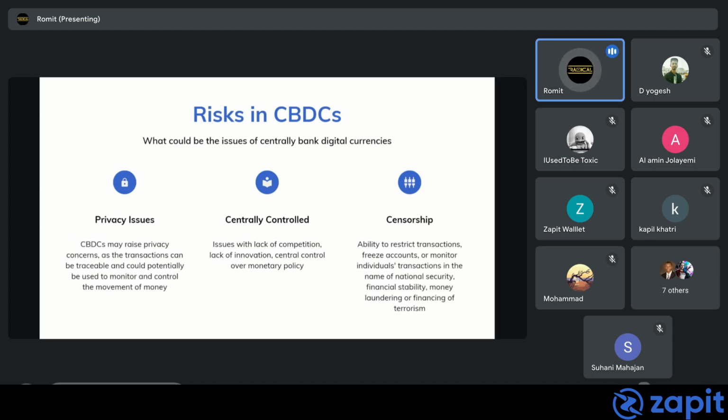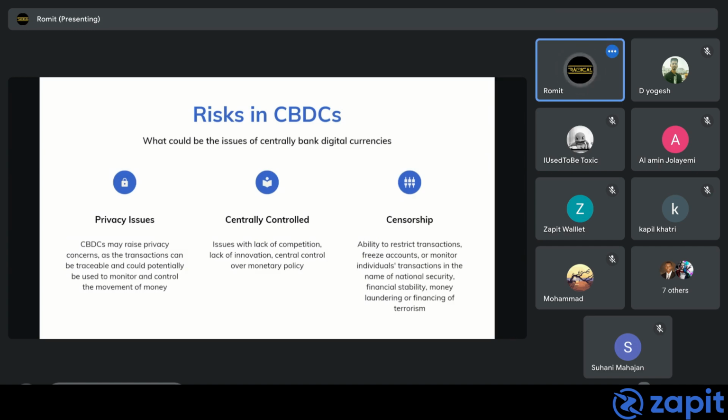And the major issue that I would say is censorship, which is if they don't really like you or they don't like what you're doing, they can restrict your transactions. They can freeze accounts. They can monitor every single transaction that you make. Now, of course, they're going to say it's because of terrorist financing or money laundering or things like that. But we've all seen that that has been used badly by certain entities in certain countries as well.